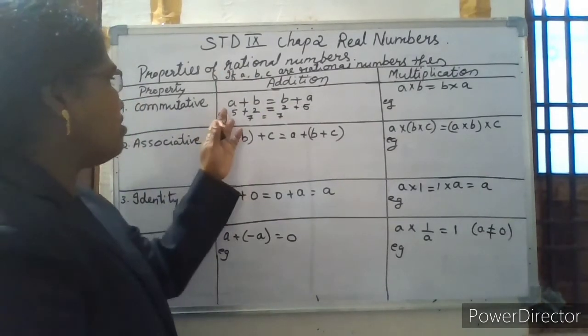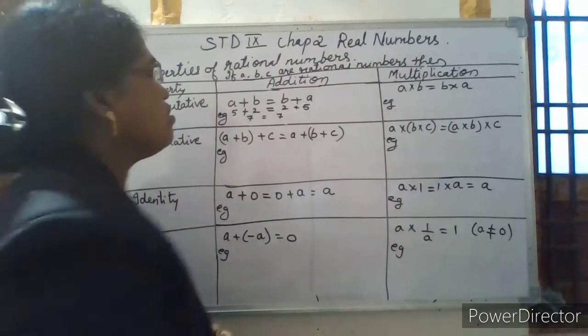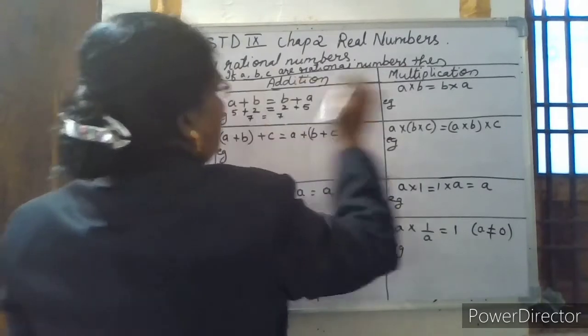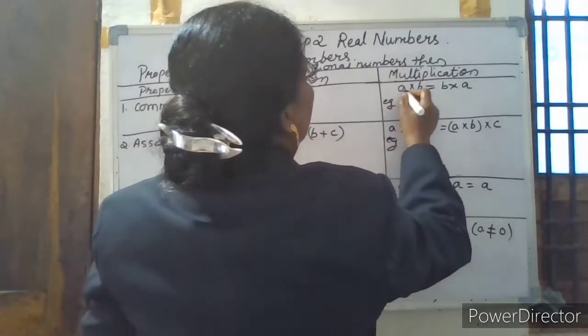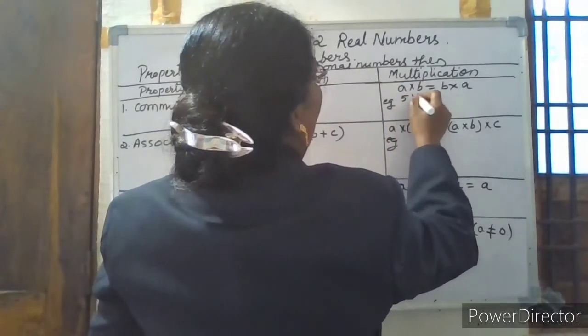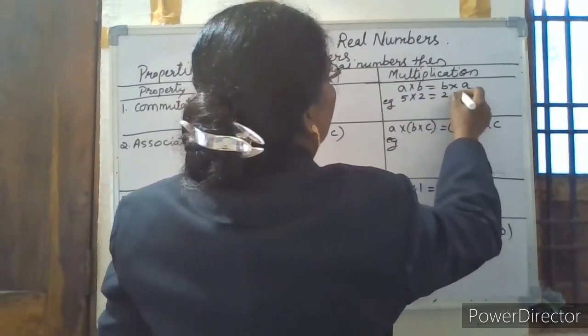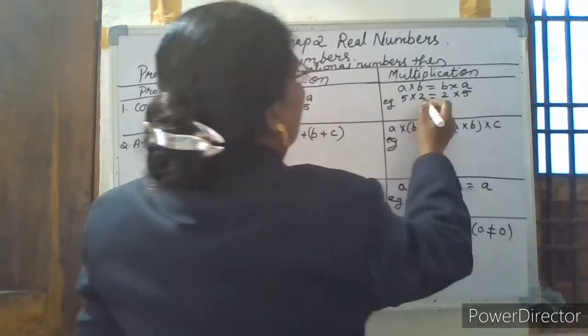Now, with the same example, let us see the commutative property of multiplication. That is, suppose a is 5 only and multiply by 2, b. This is equal to b as 2 into 5. So 5 times 2 is 10.